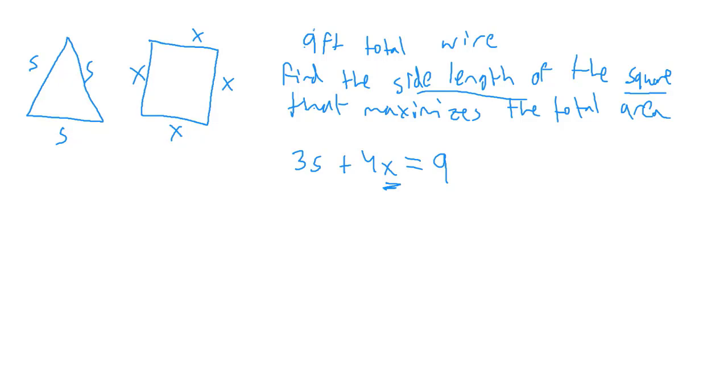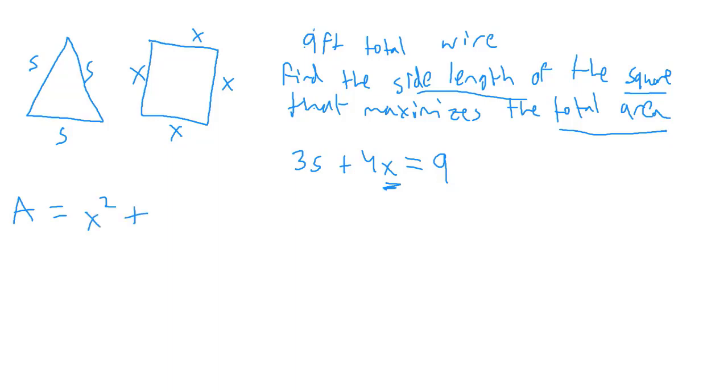And we also need to figure out what exactly our total area formula is, right? Because whenever we have an optimization problem, we need to figure out what it is exactly we're optimizing. So in this case, total area. So our area for our square is simply x squared.